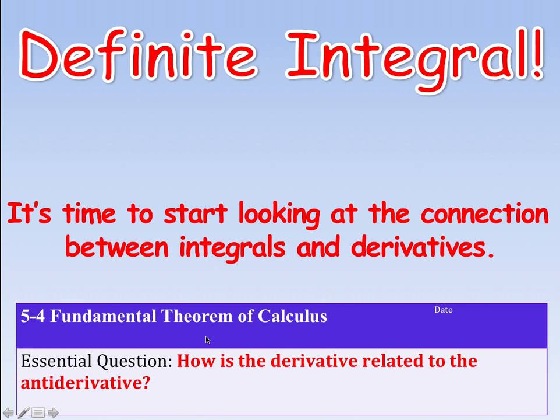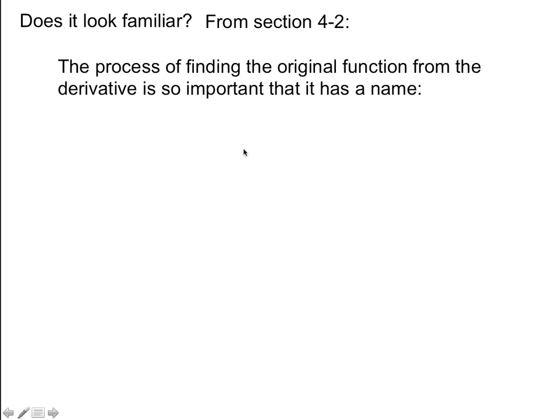So this is section 5 for day 1, and we're looking at how the derivative is related to the antiderivative. So we want to start looking at those connections between differentiation and anti-differentiation. And so if we look at section 4.2, the process of finding the original function from the derivative, okay?